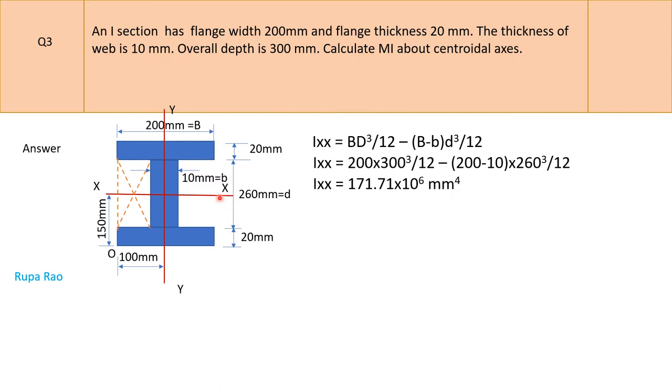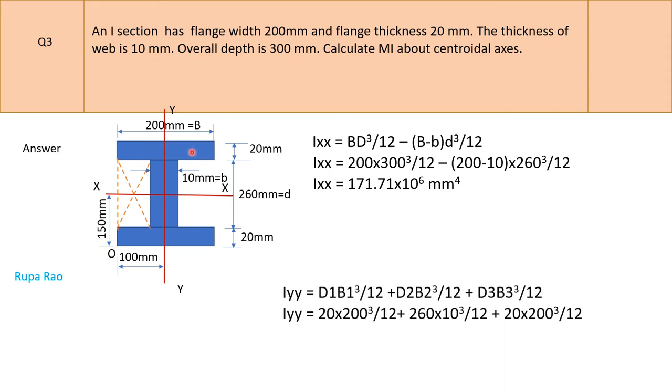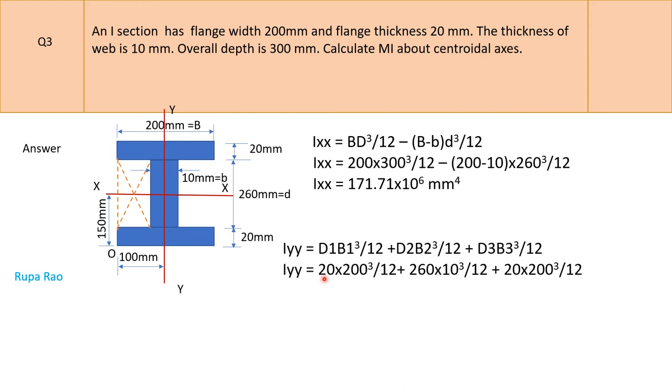For calculating IYY, we consider each rectangle separately and calculate its moment of inertia about the y-axis, that is db cube by 12, and do the addition. We get IYY. For the first rectangle, it is d1b1 cube by 12. For the second one, d2b2 cube by 12. And for the third rectangle, it is d3b3 cube by 12. Add all these three together, we get IYY.